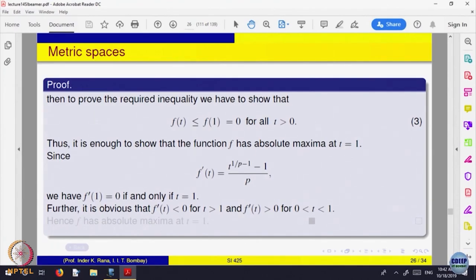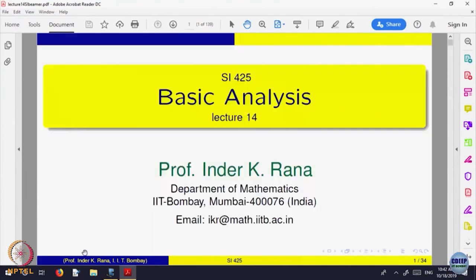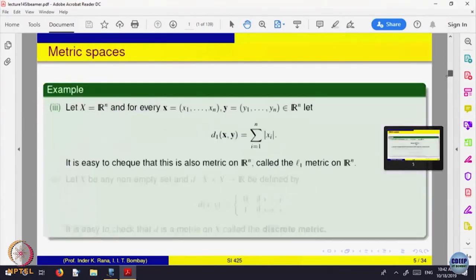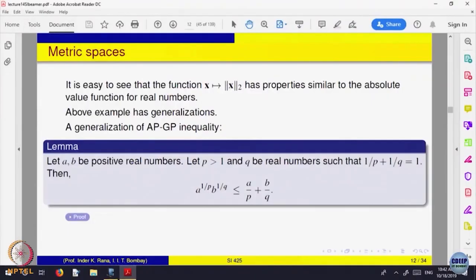So, one variable calculus. So, let us go back. So, this is right, one variable proof, calculus only, no problem. Using this, we will prove our Holder's inequality. So, what is Holder's inequality? Let us go to Holder's inequality.